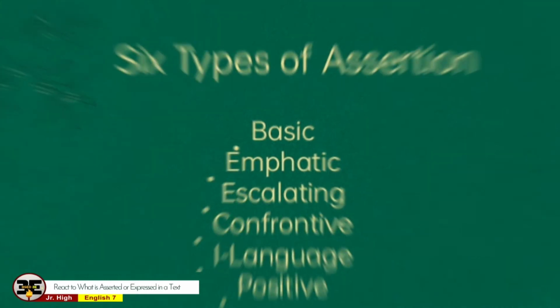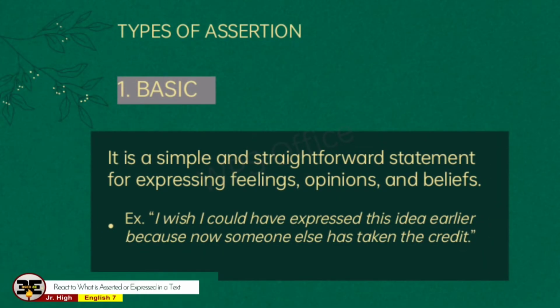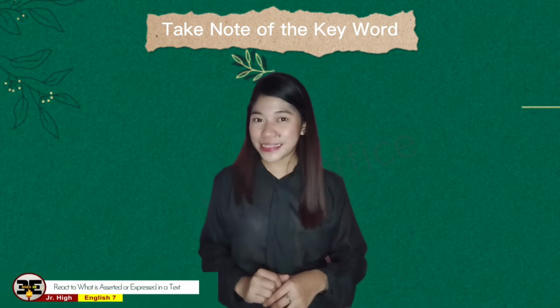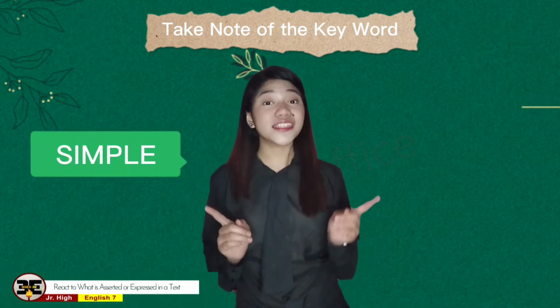Ready? The first one is the basic assertion. A basic assertion is a simple and straightforward statement for expressing feelings, opinions, and beliefs. For example, I wish I could have expressed this idea earlier because now someone else has taken the credit. Always remember that a basic assertion is simple and straightforward.